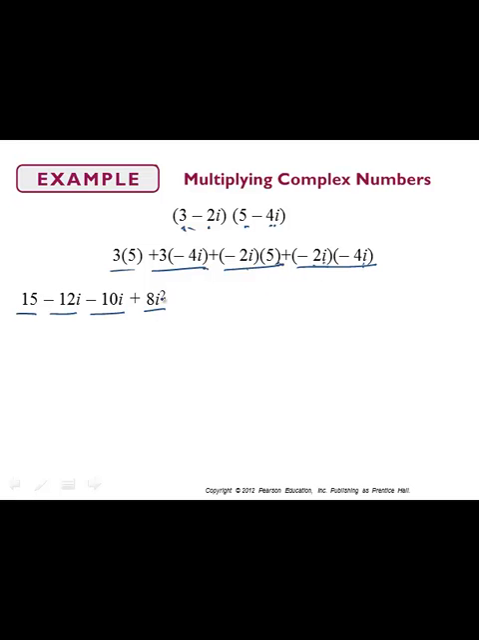Okay? But, by the way, what is i squared? It's negative 1. So, replace the i squared by negative 1. And then you have 15 minus 8, which is positive 7, minus 22i. So 7 minus 22i would be the result of taking 3 minus 2i times 5 minus 4i. So the result of the product of two complex numbers is going to be some other complex number.